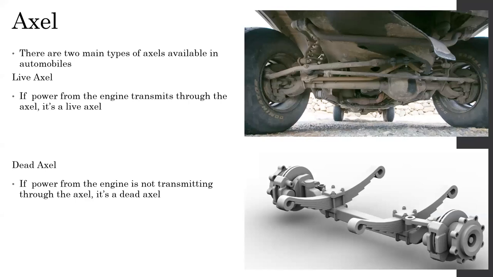This one over here is the dependent suspension live axle. In the dependent suspension, a dead axle is somewhere like this. You don't have power on it. Basically, it has a rigid housing connecting opposite wheels. So that's how you know whether it is dependent or independent.